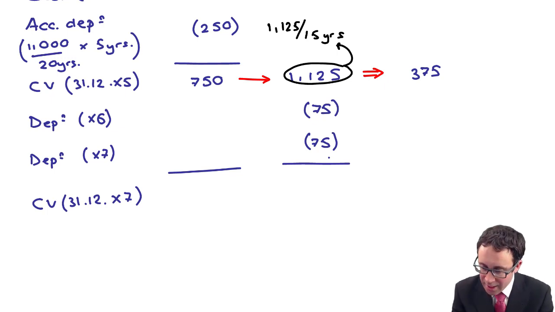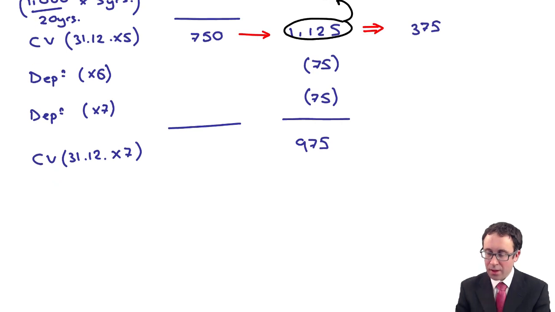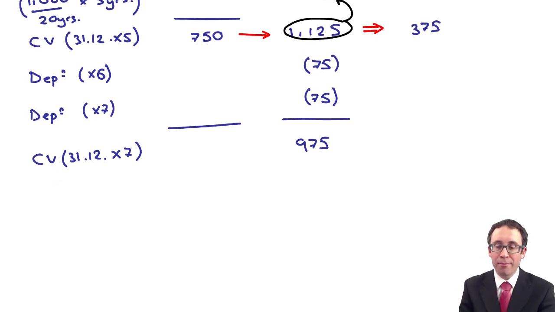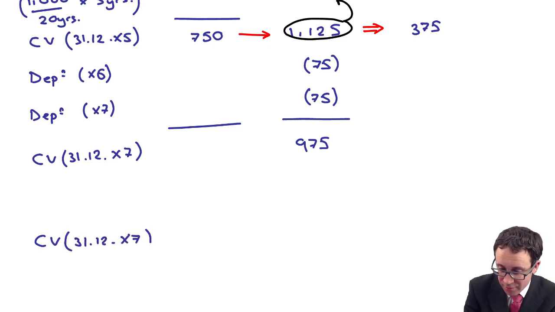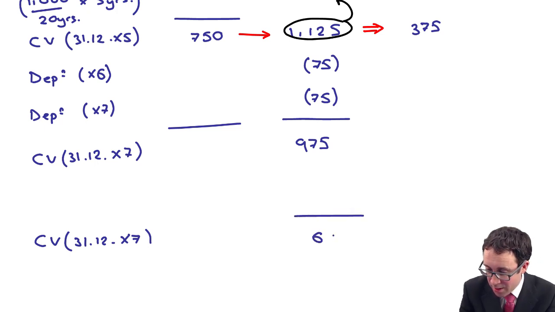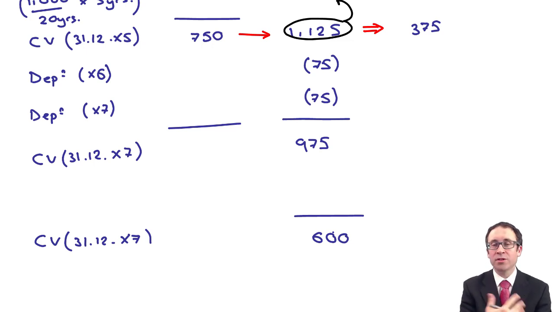Which gives me a carrying value of 975, doesn't it? That's what the asset was recorded at prior to the impairment. And what we are now told is that the actual carrying value on the 31st of December X7 needs now to be 600. So the carrying value is greater than what they have given us as the recoverable amount, so there is an impairment.